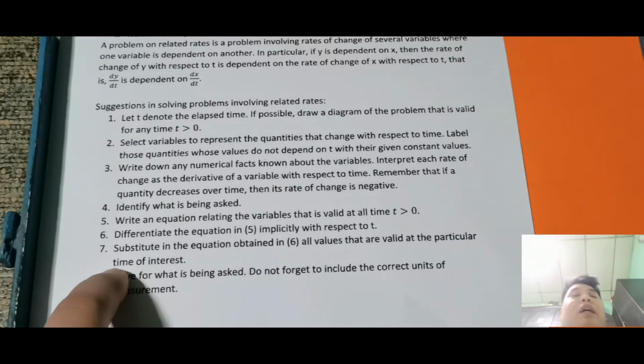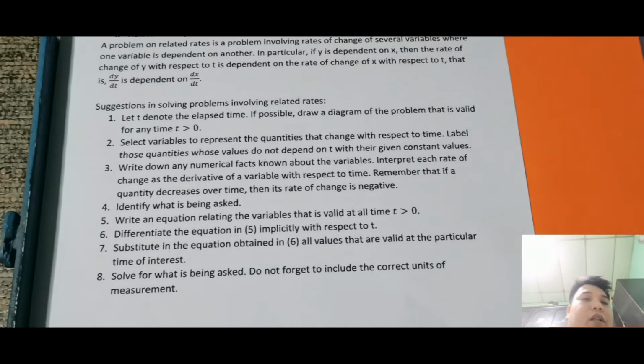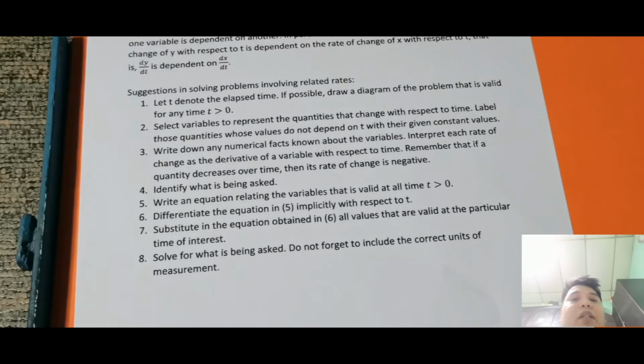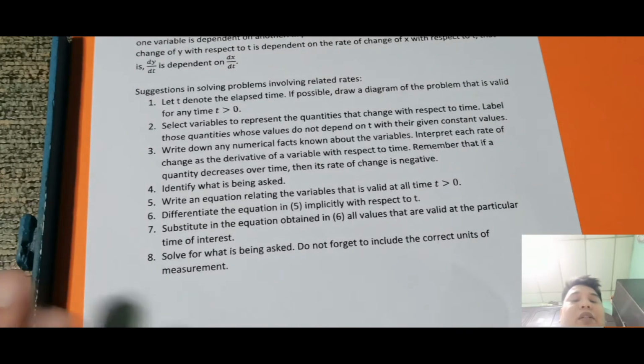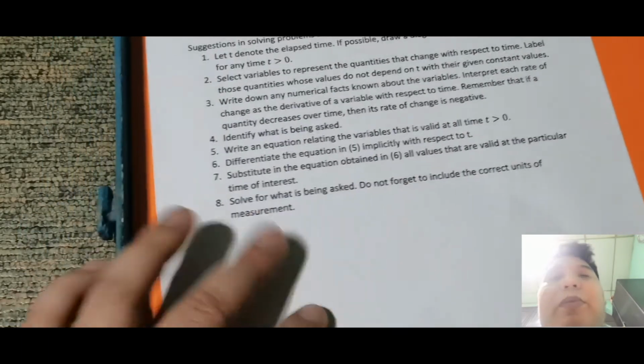Sa diagram, ilalagay ko na lahat ng mga given. Okay, so ilalagay ko na yung mga na-observe ko, tapos lalagay ko rin syempre yung given sa baba. Okay, so based sa nakuha natin na interpretation. So number 8, solve for what is being asked. Then do not forget to include the correct units of measurement.